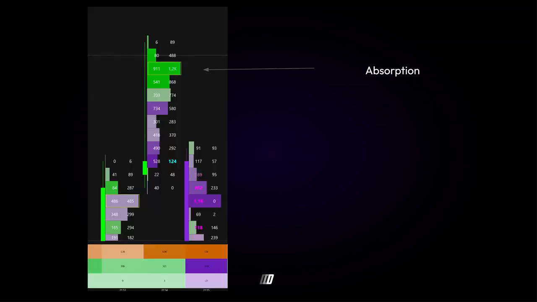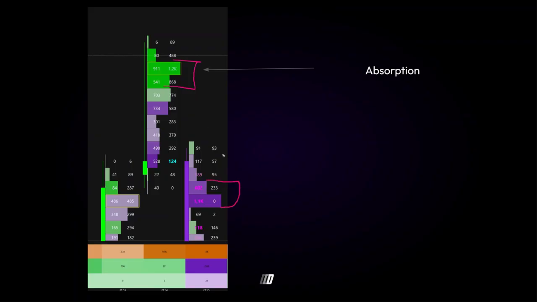So we define an absorption as a lot of activity, in this case buying, that does not have a clear result in price. So you see these big volume areas, a lot of color, a lot of imbalance. That's called an absorption. A lot of money, a lot of volume clogged in a single tick, or in maybe 2 or 3 ticks. Same thing happened over here to sellers, by the way.